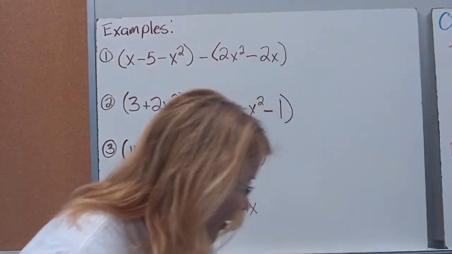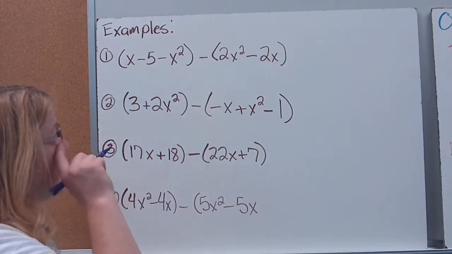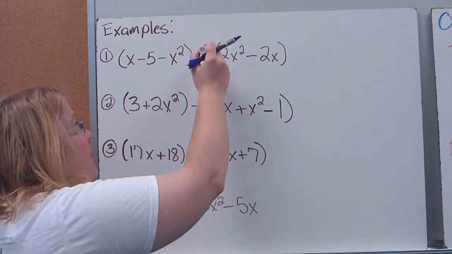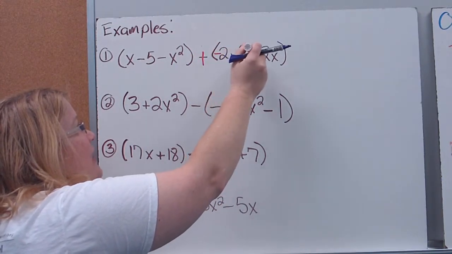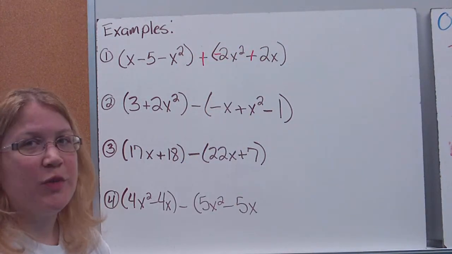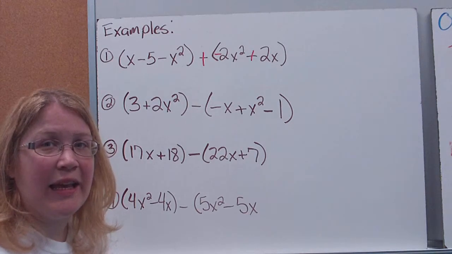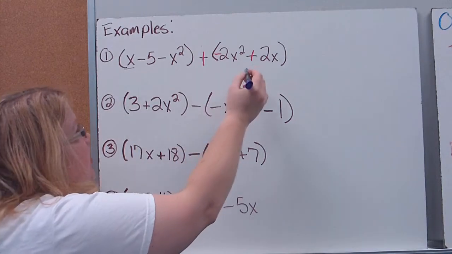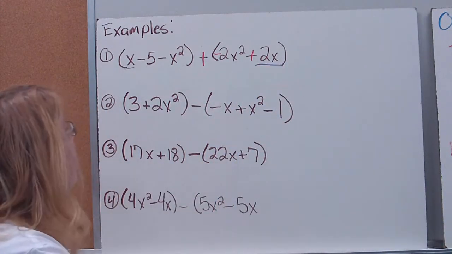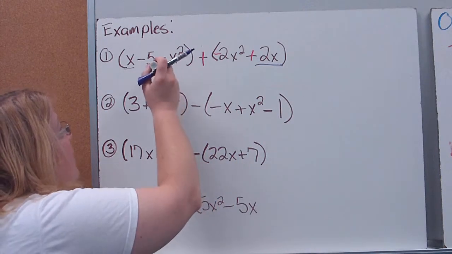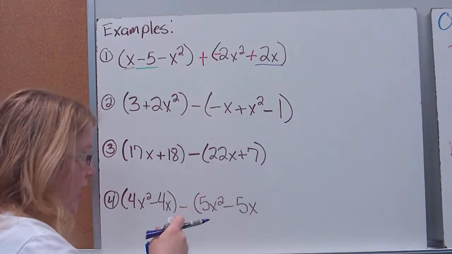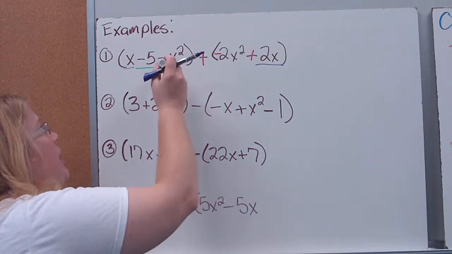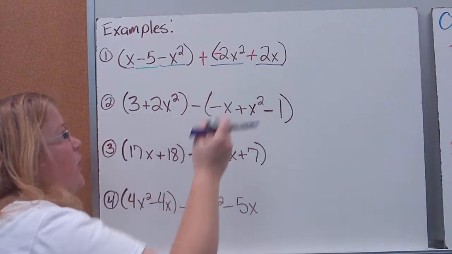Again, we'll go through and we'll color code like terms here. The very first thing I always want to do is subtraction. So the very first thing I'm going to do is change it to the additive inverse, which means I'm changing everything in the second, nothing in the first. I have an x term and another x term. I have a constant. I don't have a constant over there. That's okay, though. And then I have an x squared term and another x squared term.